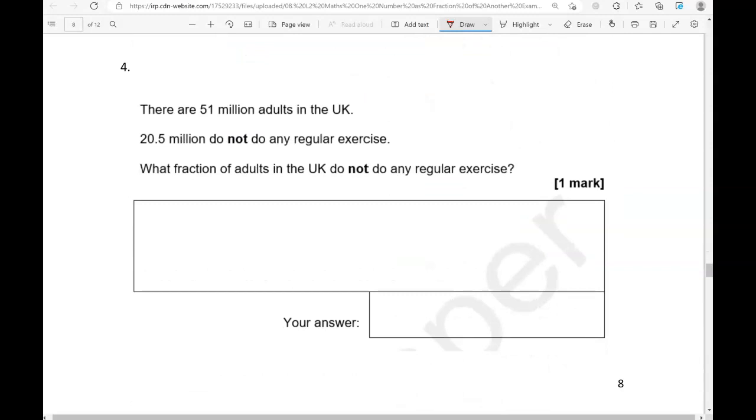There are 51 million adults in the UK. 20.5 million do not do any regular exercise. What fraction of adults in the UK do not do any regular exercise? So that is 20.5 out of 51. So million. Simplifying, we get 20.5 out of 51.